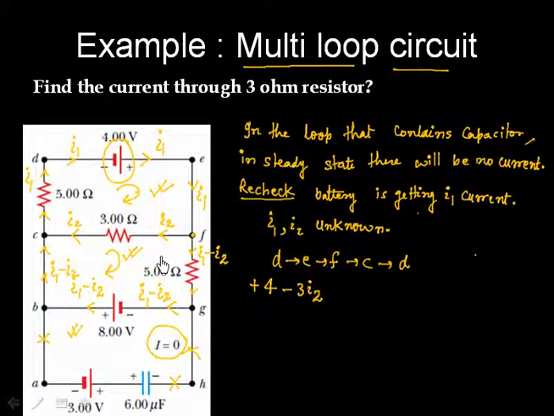That is 3 times current in this wire, which is I2. Now here we have 5 going in the direction of current, and the current is I1, and this equals 0. So we will have the equation 3I2 plus 5I1 equals 4. Now the second equation we can write in this circuit.